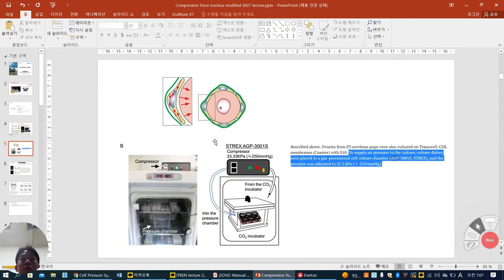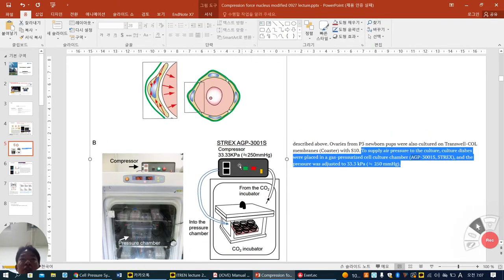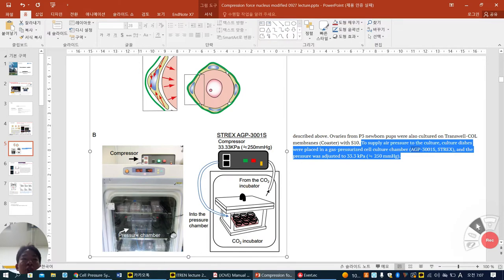In the supplementary data, they suggest a setup like this. So how does it work? The gas injector is positioned outside of the chamber, and you can put this compression chamber inside the CO2 incubator like this. This is the compression machine, the pressure chamber, and the compression controller is positioned outside here. So you can play with this one, while your chamber is positioned inside.